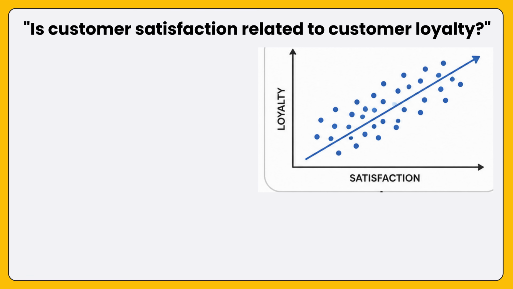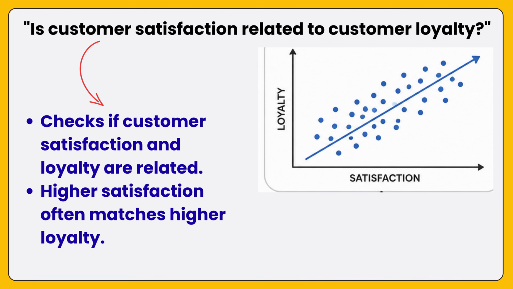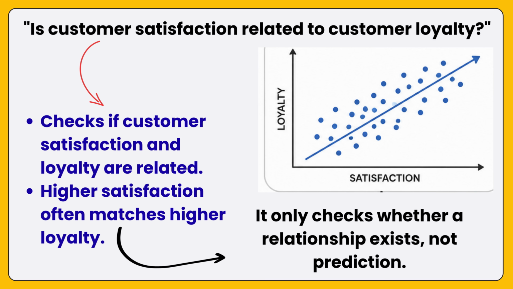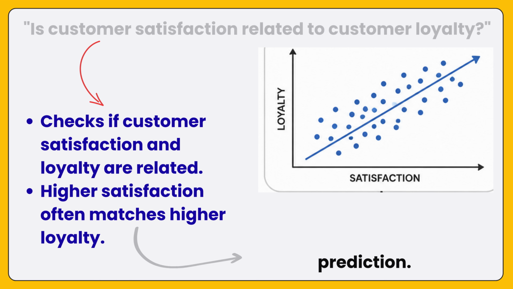For example, your research question is: is customer satisfaction related to customer loyalty? Correlation checks whether customers who report higher satisfaction also tend to be more loyal. If they do, there is a relationship. Notice that in this example, the researcher is not trying to predict anything. The researcher only wants to know whether a relationship exists.